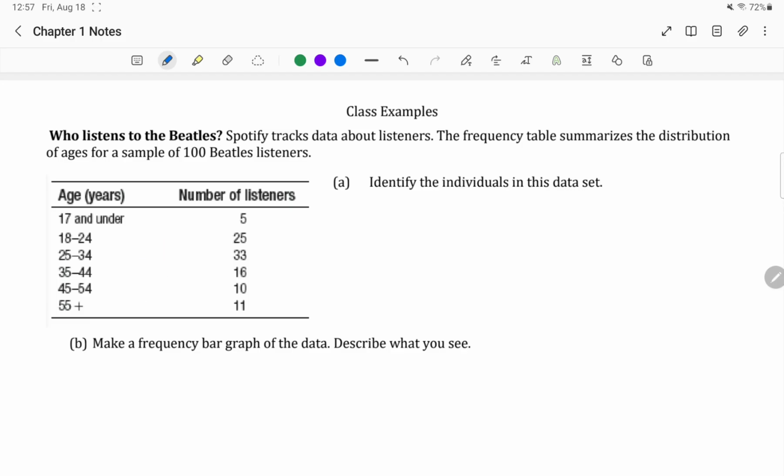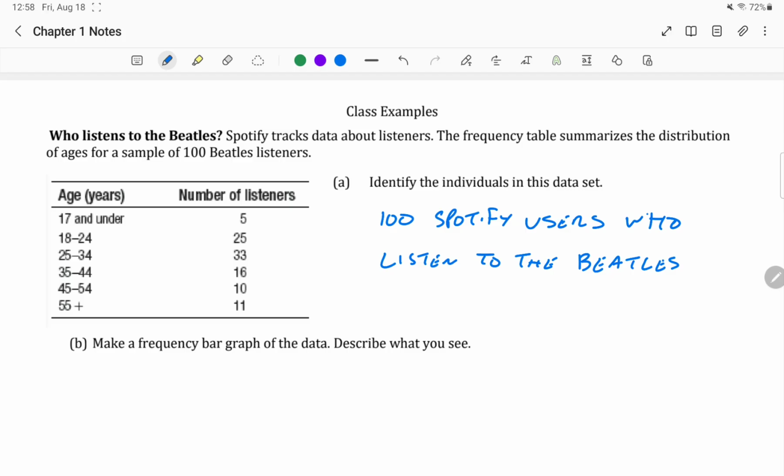And A asks you to identify the individuals in a set. Remember, individuals do not have to be people. They can be things. It's just what is the data? What is the question about? In this case, we're looking at very specifically the 100 Spotify users who listen to the Beatles. We're only looking at the Spotify users who listen to the Beatles, very specifically the 100 in this data set.